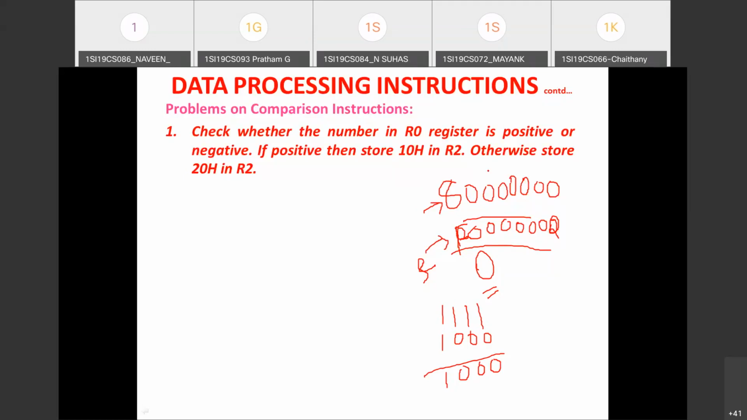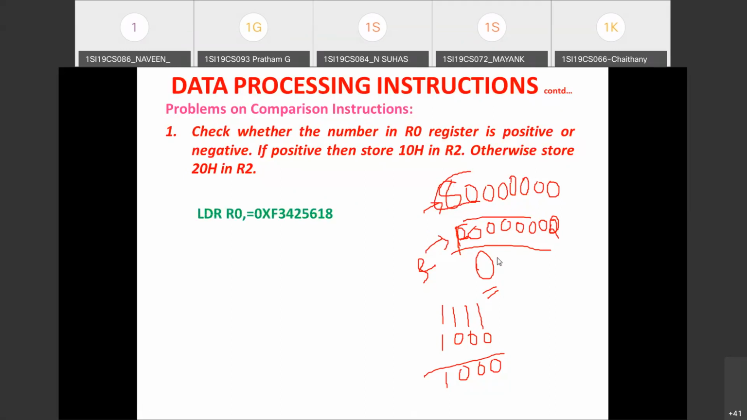So this is the mask value we are taking to perform the test instruction. Whichever bit you want to test, whether it is 1 or 0, you can take only that bit status as 1, and the rest of the bit status you can take as 0. Are you getting? See how I have done it?